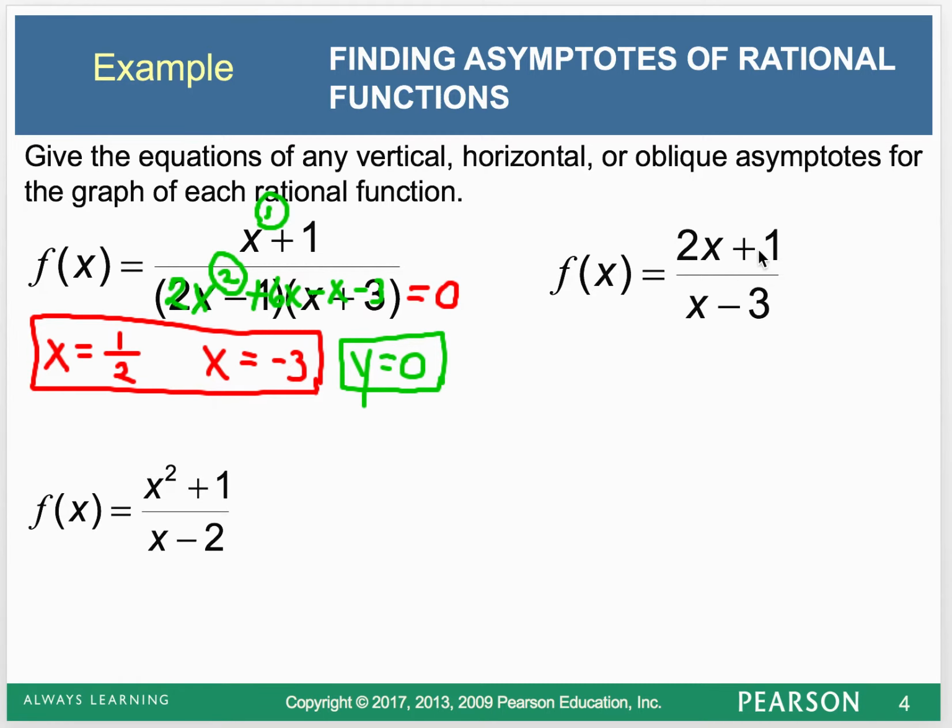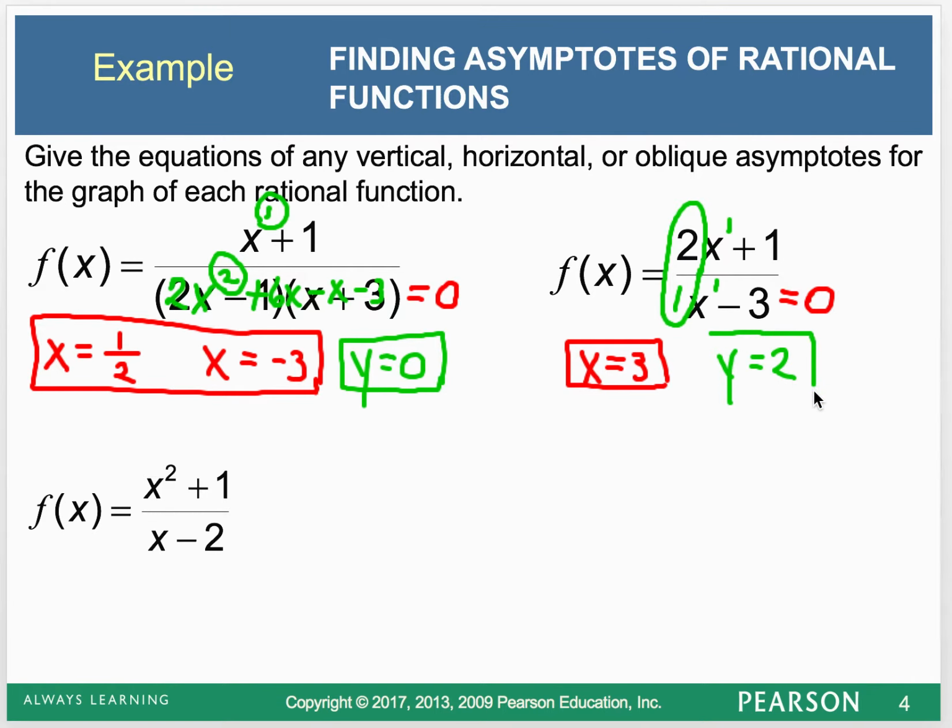Okay, so for this one, to find the vertical asymptote, we set the denominator equal to 0. So we're going to let x equals 3. So this is our vertical asymptote. To find the horizontal asymptote, we compare the degree of the numerator with the degree of the denominator. Since they're the same, our horizontal asymptote is y equals, and we just take the leading coefficients from the numerator and the denominator, so 2 over 1, or 2.